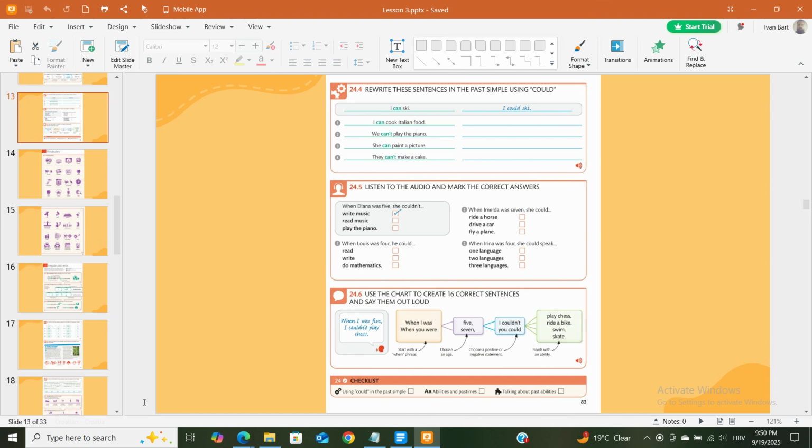24.6 Use the chart to create 16 correct sentences and say them out loud. When I was 5, I couldn't play chess. When you were 5, 7, I couldn't, you could. Start with a when phrase. Play chess, ride a bike, swim, skate. Choose an age. Choose a positive or negative statement. Finish with an ability. 24 Checklist. Using could in the past simple are abilities and pastimes. Talking about past abilities.